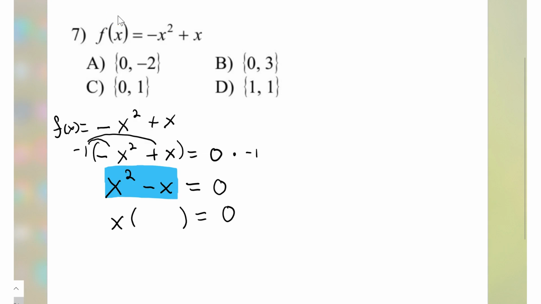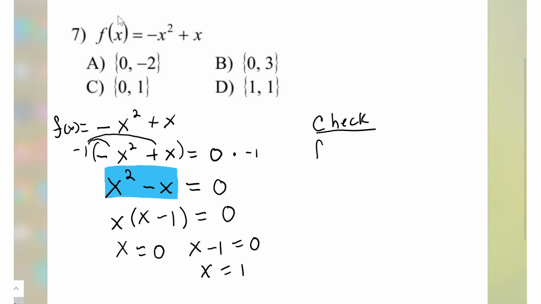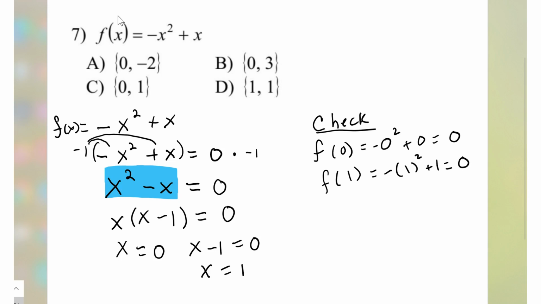0, 0. So we have x, and you factor in x, so it's x minus 1. Your first possible answer is x equals 0. Your next possible answer is x minus 1 equals 0, so x equals 1. So we need to check. We have f of 0 equals 0 squared plus 0, and that does give you 0. F of 1 is negative 1, 1 squared plus 1, and that does give you 0. So that checks. So your answer is C.